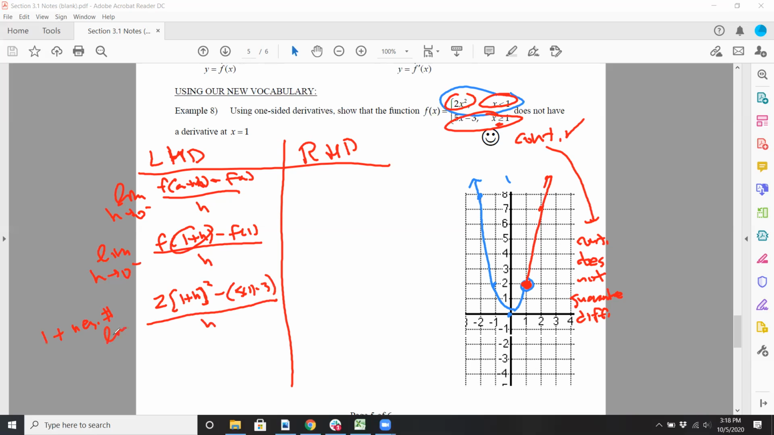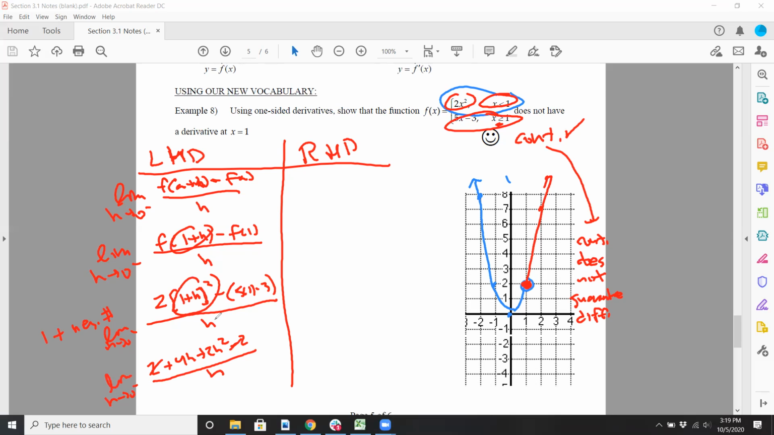And again, the limit as h approaches 0 from the left side. We'll have to clean it up. There's quite a bit of messy algebra. So I'll have to FOIL this and distribute the 2. So just bear with me. It's going to be 2 plus 4h plus 2h squared. So what I simultaneously did is I FOILed 1 plus h with itself and then distributed the 2. And 5 minus 3 is 2, so minus 2. All over h, cancel, cancel. The limit as h approaches 0 from the left.